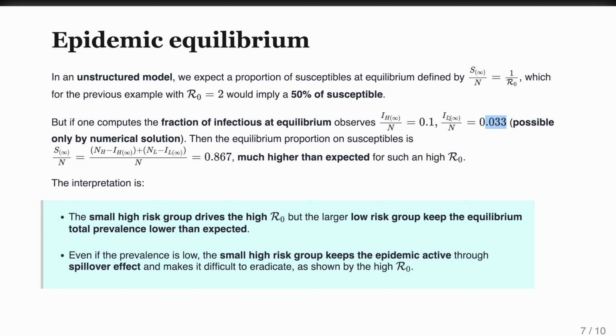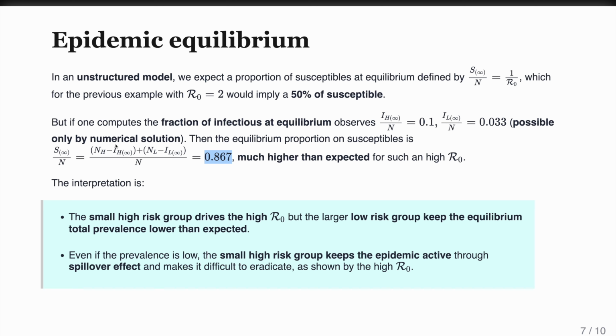These numbers cannot be computed analytically. You need to use a numerical solution because there are quadratic equations involved which cannot be just solved by pen and paper. You need a computer to do this. But we did the calculus for you. So then using this number, the final computed number of susceptible over the total is 86-87%.